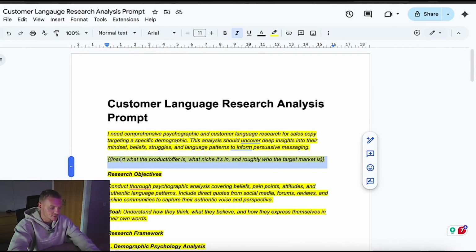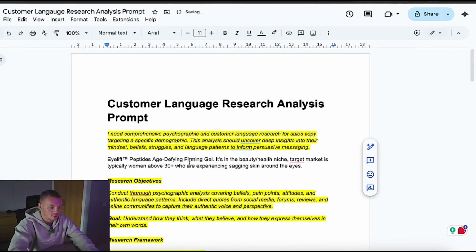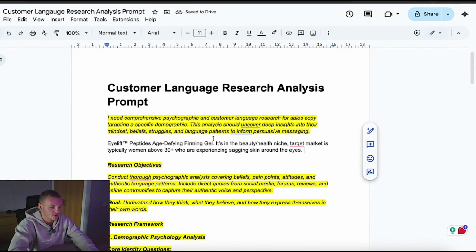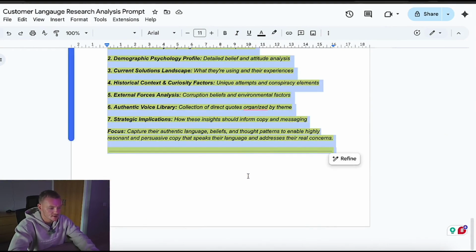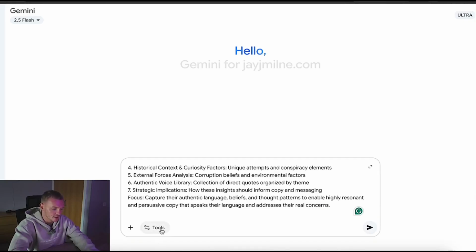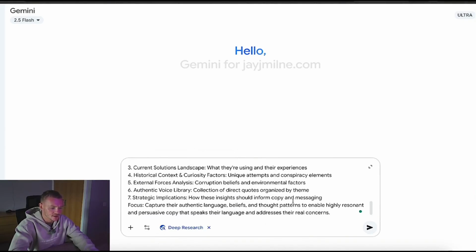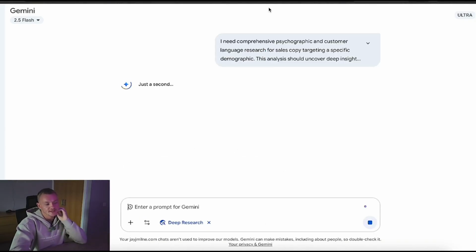Now, what I've done is put the same part in here. So I've got the age-defying niche, health and beauty, target market is typically women above 30 who are experiencing sagging skin around the eyes. So again, we just do the exact same process. We pull this out. I'm going to go over to Gemini. I'm going to hit tools. I'm going to go deep research. We're going to hit yes. And it's just going to do the exact same process.